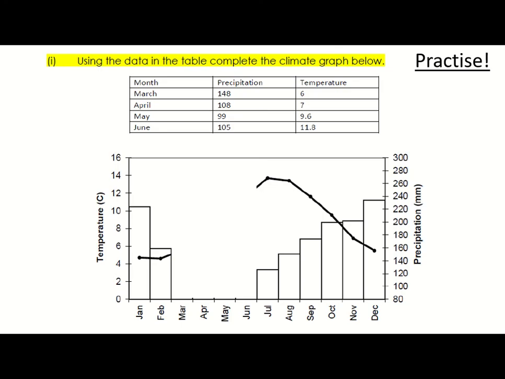And this one is a classic climate graph question. So it's a bar and a line graph all mixed into one with 2 axes, one on the left, one on the right. So again, I'll pause, you get on with it, and when you're ready, unpause the screen.